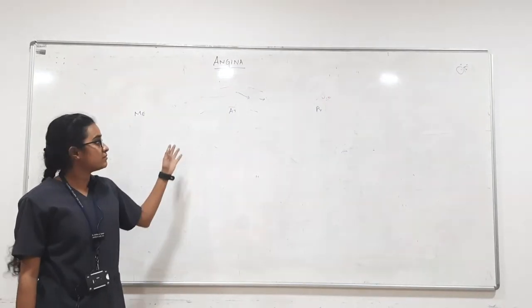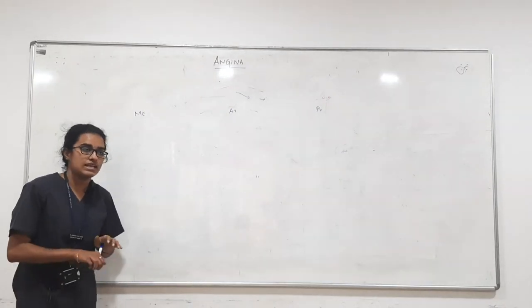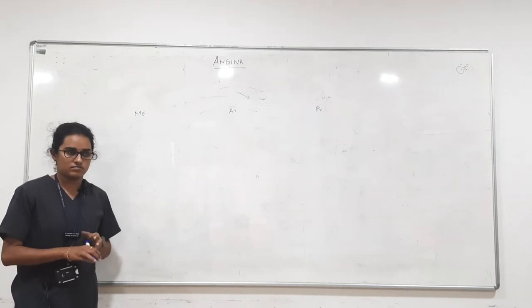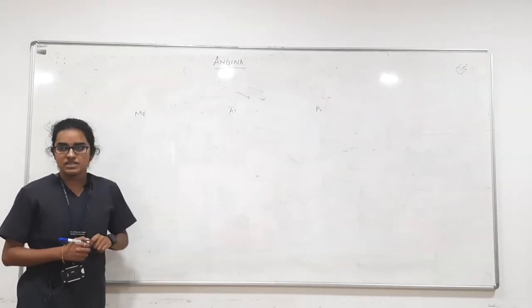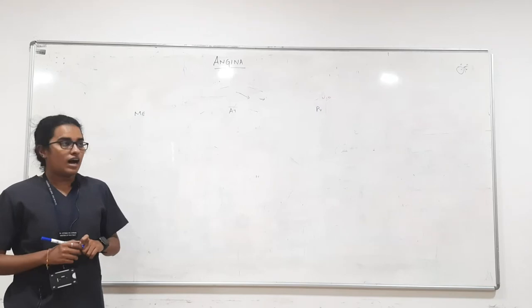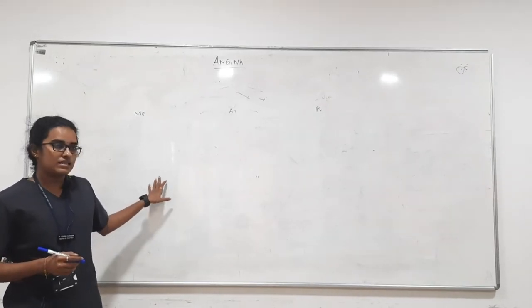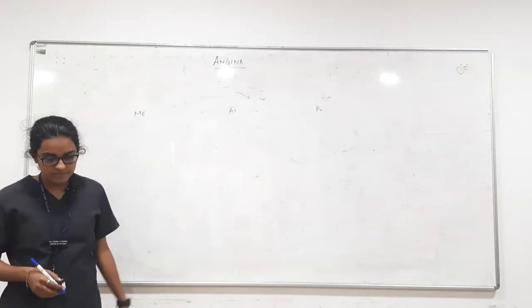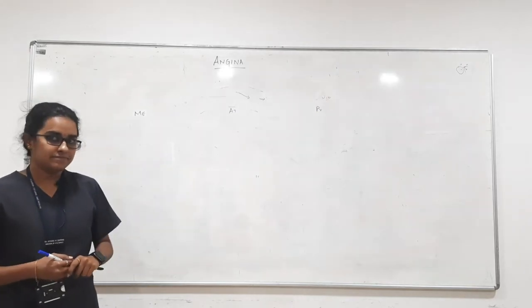Besides, these beta blockers are used as first line prophylactic treatment. First, when a patient comes with angina, they give nitroglycerin. After that, for first line prophylactic treatment, they'll start with beta blockers. So how do beta blockers act?